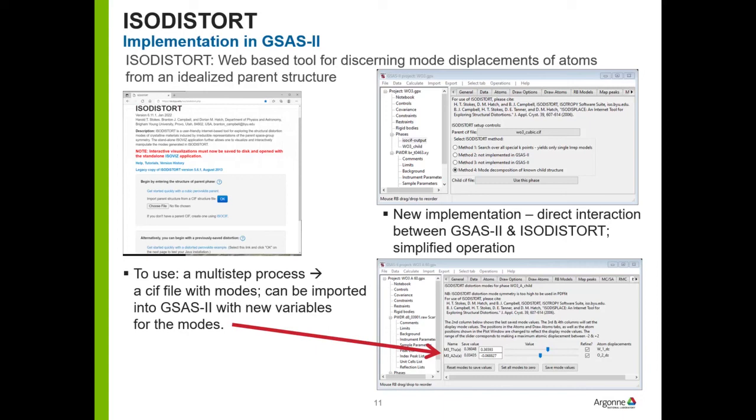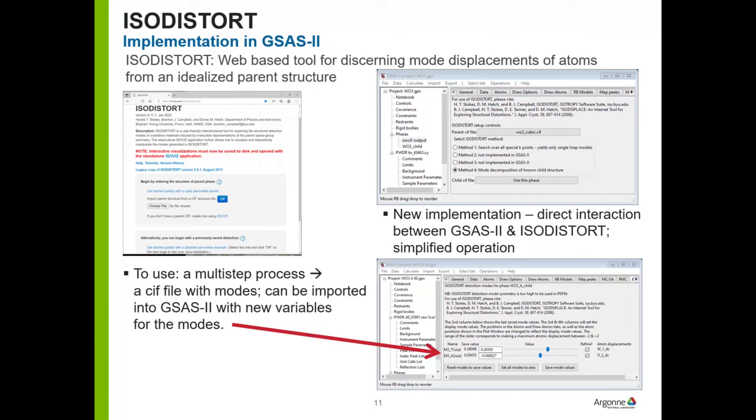And what GSAS II does: the actual ISODistort operation is a series of web pages. You call it up, you put stuff into the web page, you tell it to go, and it comes back with another web page. You put more stuff in, and it goes off and comes back with yet another one. It has to do this five or six times to recover what these actual modes are. What we've done in GSAS II is basically bury all that. GSAS II calls the website, puts in the information, gets back the result as a file, and fills that stuff in. You don't even see any of this go on.